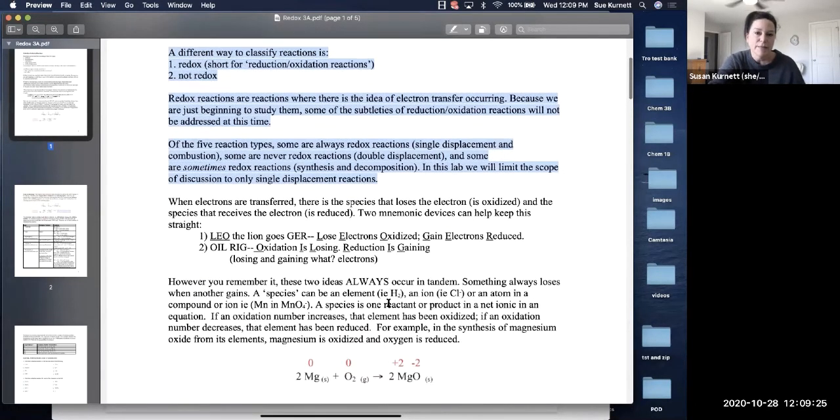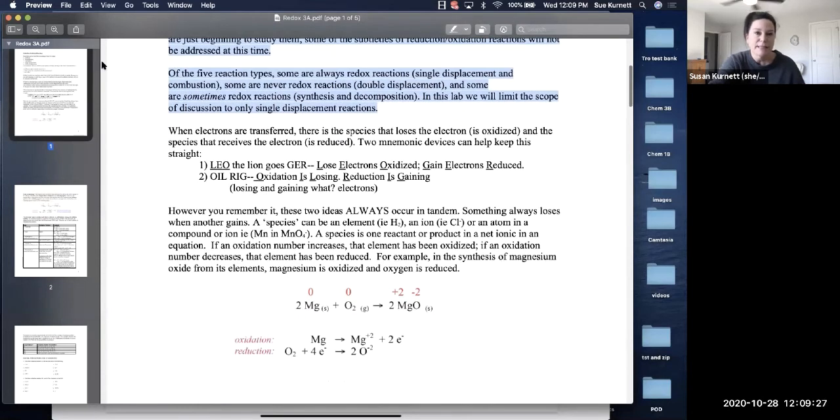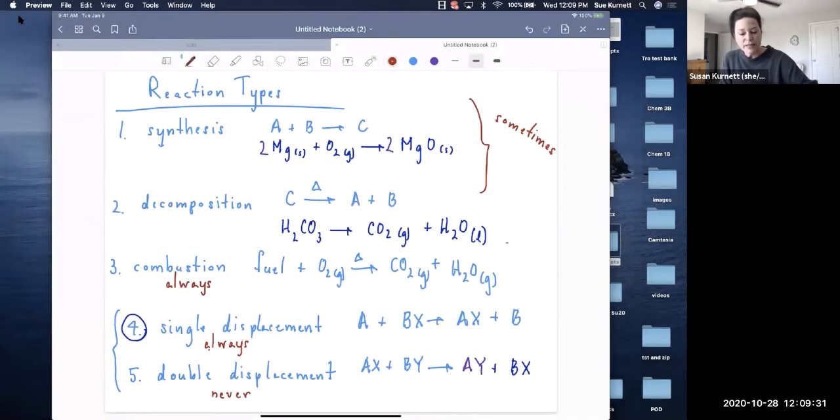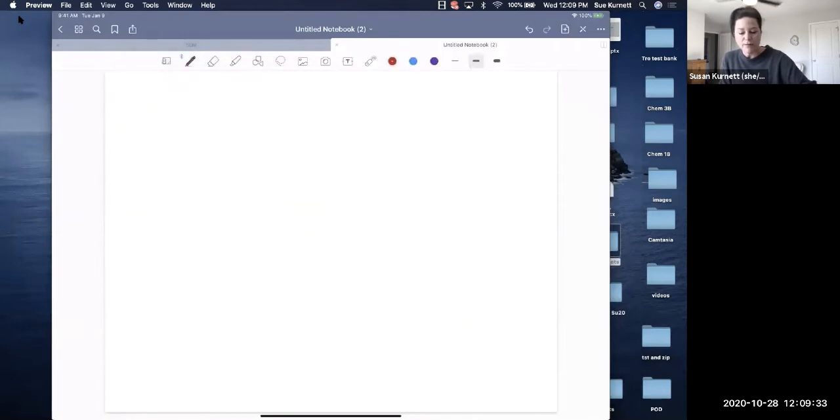Okay, so now I want to talk about this idea of what redox is. Redox reactions are electron transfer reactions. A good example might be something like iron, the metal, can become oxidized by air, the oxygen in air, to form rust.